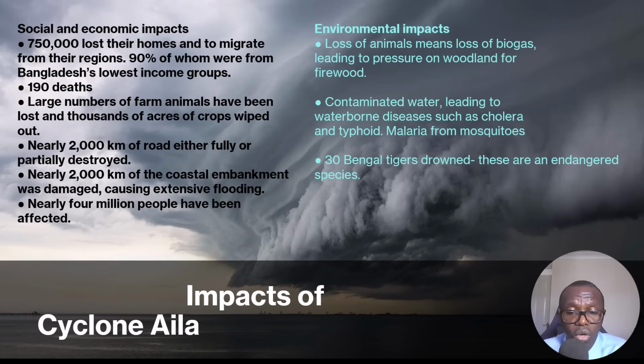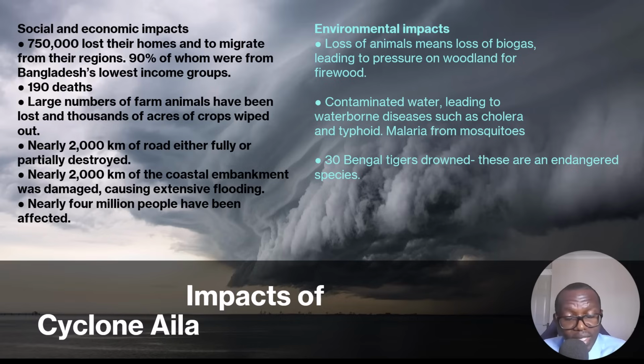Then the second environmental impact here we are talking about is contaminated water, and that contaminated water was as a result of sewage coming onto the surface and mixing with the flood waters, and this spread diseases such as cholera and typhoid. And then the warm moist air as well brought about mosquitoes that then caused malaria within the population. And the third and last environmental impact here is that 30 Bengal tigers drowned.